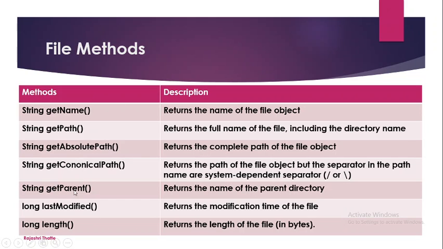So the getParent method returns the name of the parent directory. Whatever the parent directory is, that name will get displayed. Then long lastModified: for whatever file the file object is going to refer to, the last time it was modified is displayed.